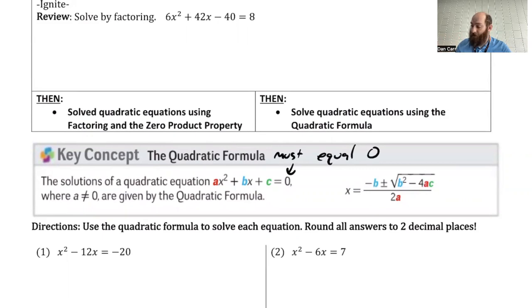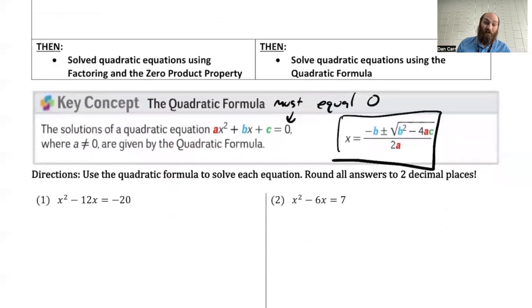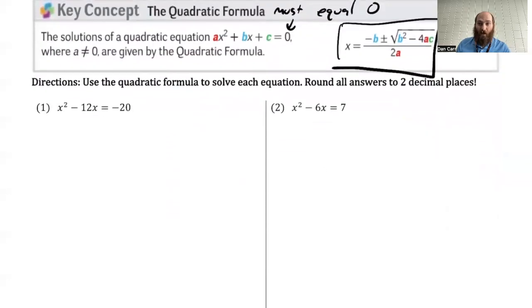So a, b, and c get plugged into this. The opposite of b, plus or minus the square root of b squared minus 4ac, all over 2a. The other nice thing about this one is it works for any quadratic. It also works if we are dealing with some irrational zeros, because not everything is factorable. Solving by factoring is probably one of the quickest methods, but it's only good if they are nice whole numbers or even easy fractions. Sometimes we don't get that. So that's where the quadratic formula comes into play.